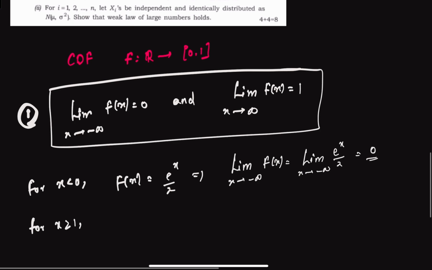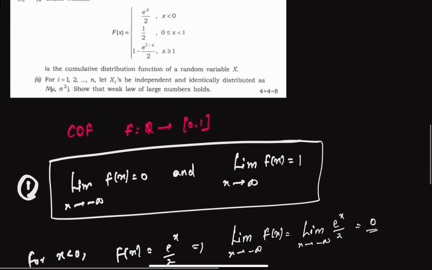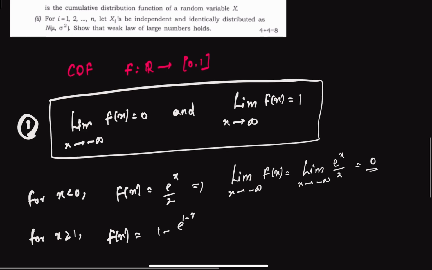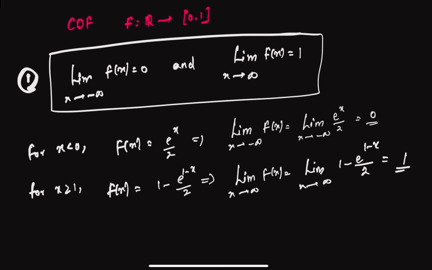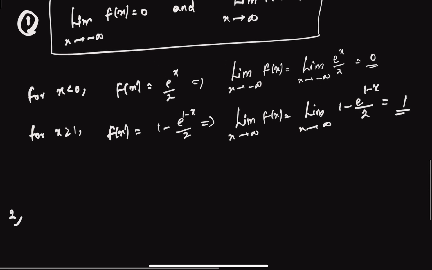Similarly, for x greater than or equal to 1, we have f of x as 1 minus e to the power of (1 minus x) by 2. So the limit as x tends to infinity of f of x is the limit of 1 minus e to the power of (1 minus x) by 2, which is 1 minus 0, which is 1. So the first property is satisfied: at minus infinity it is 0 and at infinity it tends to 1. And the second property is that f of x is right continuous.